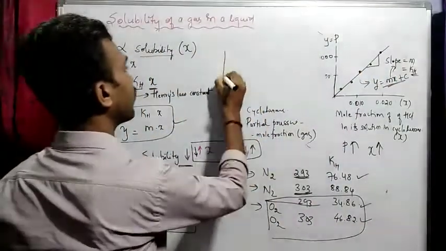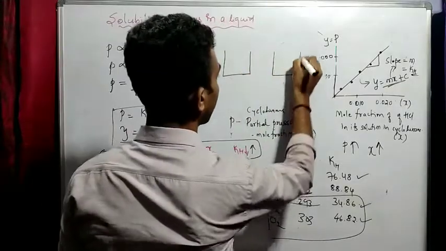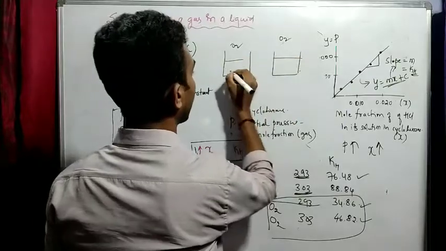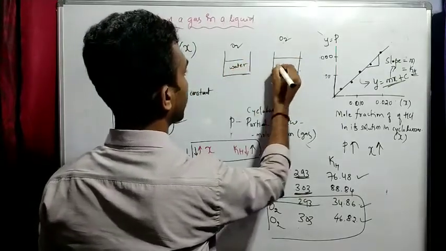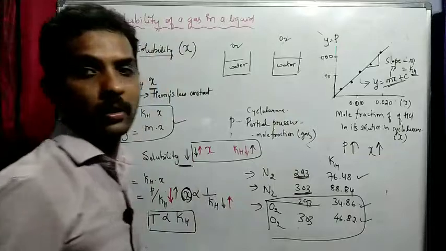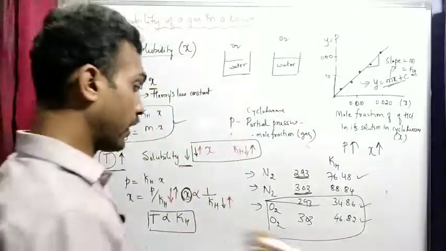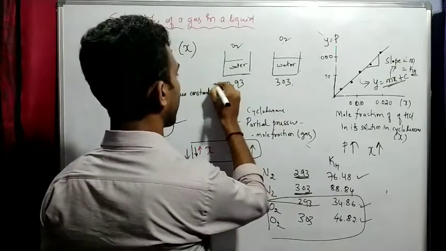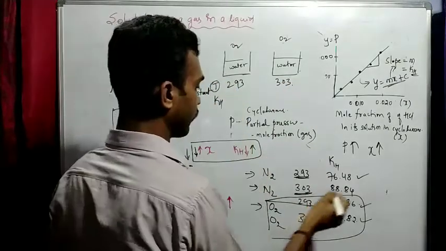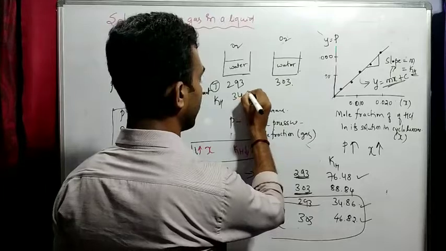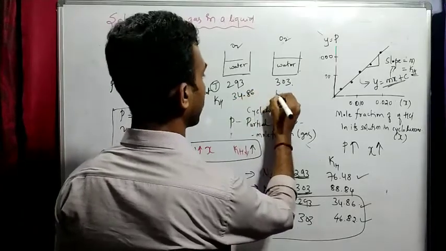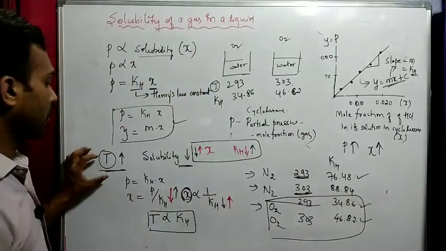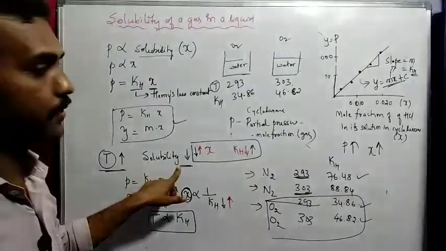Oxygen is the example. Same solution I have taken, right? O2, here also O2 in water. So here also I can take water. Dissolution of oxygen in water, right? At two different temperatures, one is 293 Kelvin and one is 303 Kelvin. They have given the KH values, 34.86 and then 46.82. Already we know that if I increase the temperature, solubility decreases.